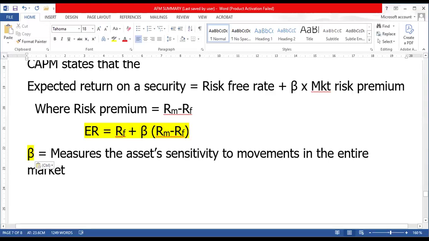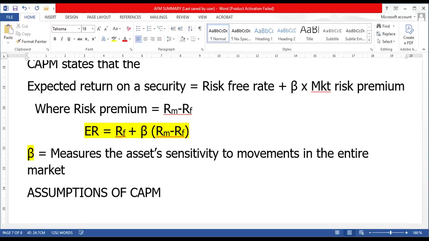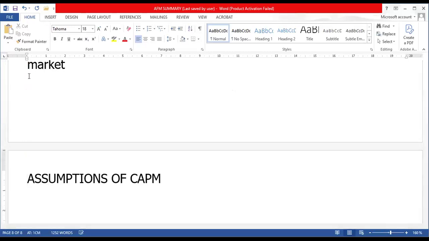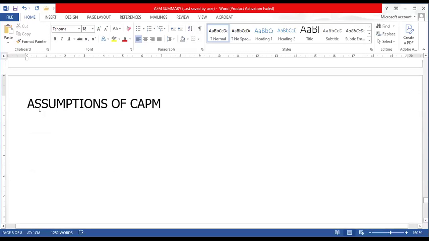Simple as that. You are going to be asked to explain the assumptions of CAPM, and you find that it is taking like 6 marks. Explain the assumptions of CAPM. I believe those who have been checking in your QB, you must have seen this.